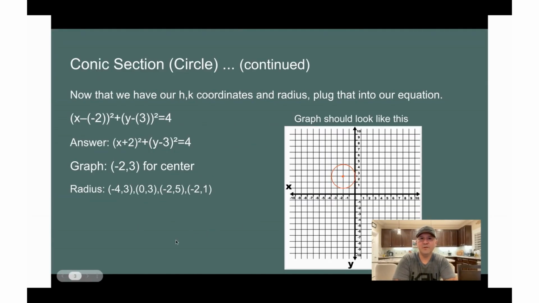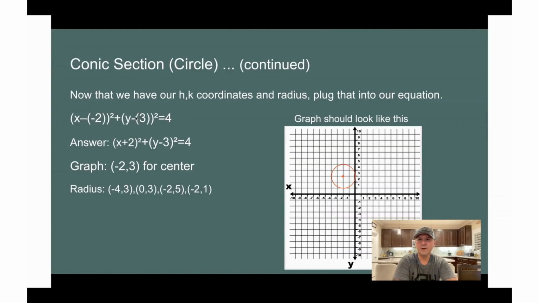Now that we have our h and k coordinates and the radius, we can plug that into our equation. So (x - 2)² + (y - 3)² = 4. So we know that this negative right here can be seen as a negative with a 1 in front. So we all know that a negative times a negative becomes a positive. So -1 times -2 can be jotted down here as x + 2 squared.